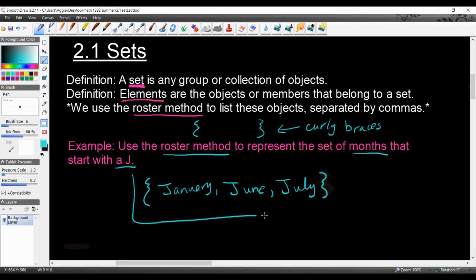So this is our answer for this first example. Curly braces, the elements inside, and we end with the curly brace. That's it. Let's go ahead and try another one.